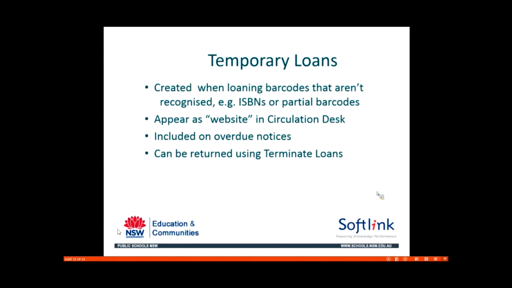When these temporary loans appear, they appear as a website. So it looks as though somebody's been lending out websites. And the reason we do that is so that they don't appear in your cataloguing report as an item without a barcode. That's one reason. And also so they're quick and easy for you to identify. If you see someone's been lent a website, it rings a bit of an alarm bell. You say, why on earth have they got a website? That's the alarm bell to say they've got a temporary loan.